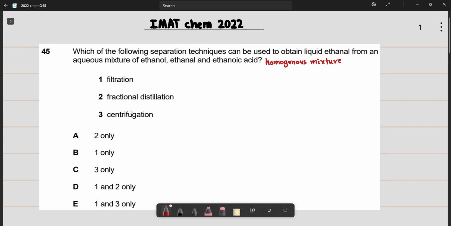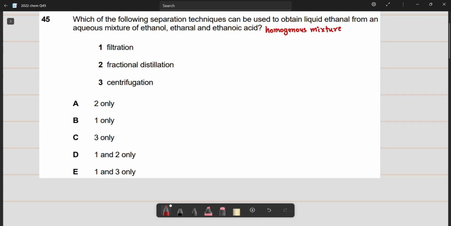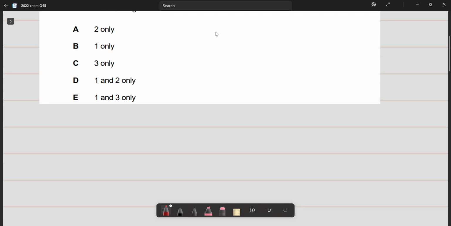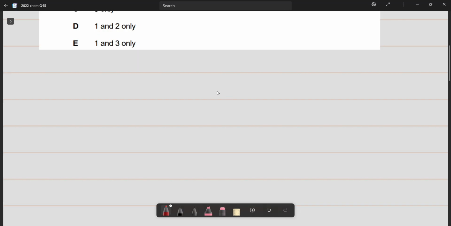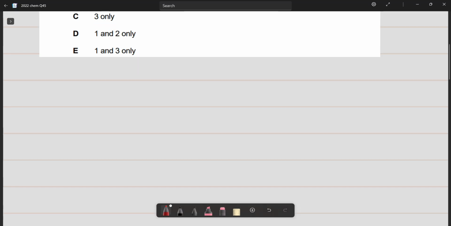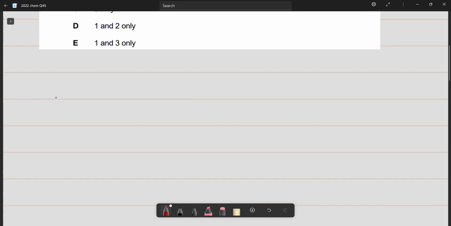We must also know the boiling point of each of these compounds. I'm going to arrange them in order of increasing boiling point. The first one, with the lowest boiling point, is ethanol, and then the second one is ethanol, and then the third one is the water molecule, and then the fourth one is ethanoic acid.